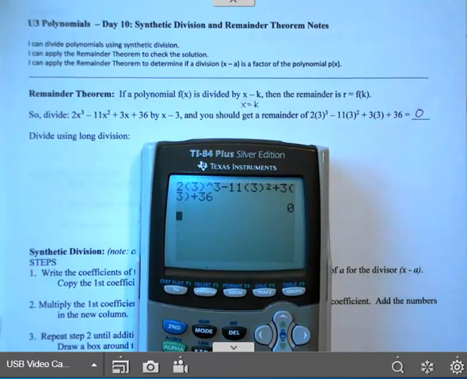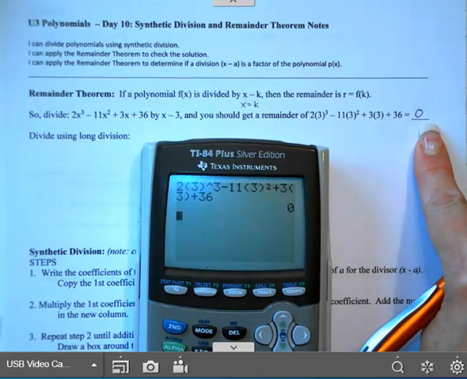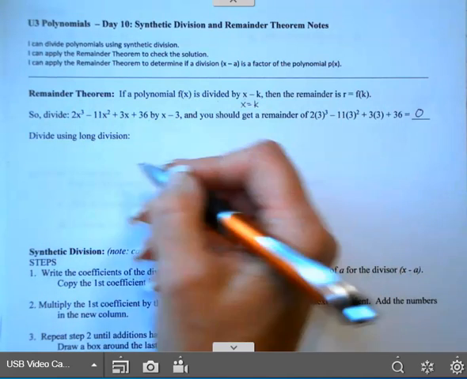If I do long division on that exact same problem, that is my remainder. So I can see if something is divisible very quickly by just looking at the remainder. If the remainder is 0, it goes in evenly. Let's go ahead and divide this with long division.